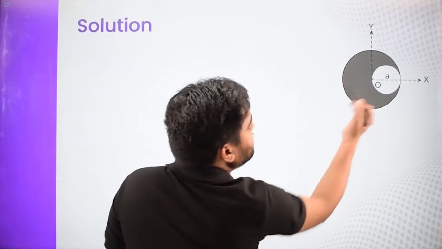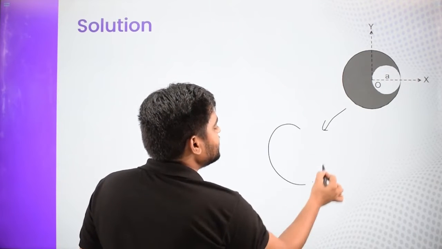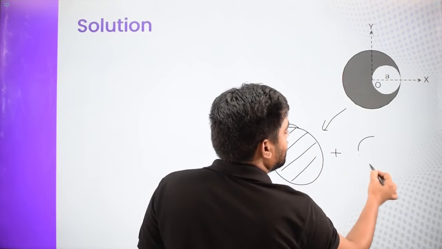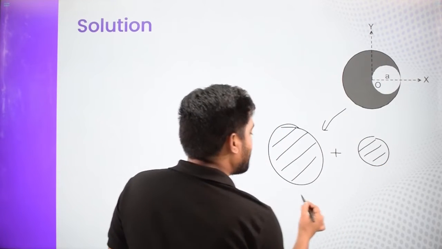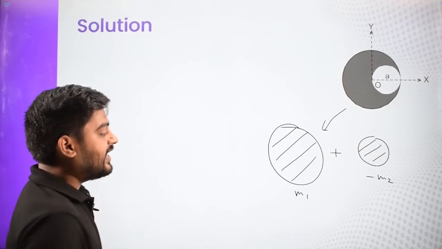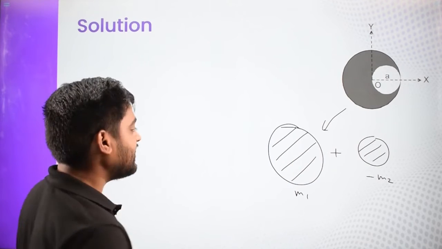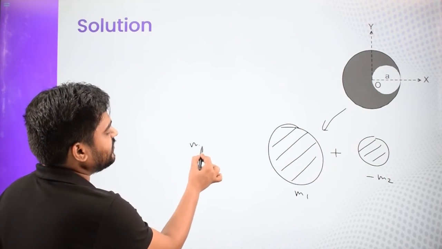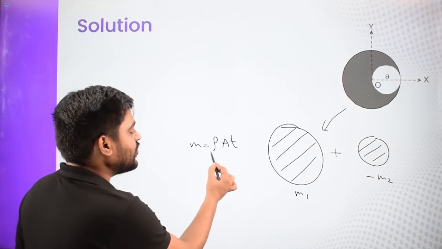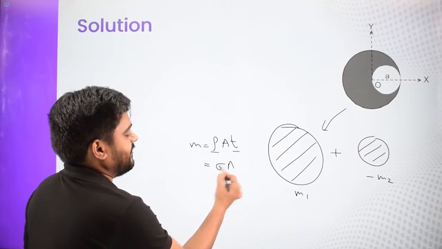First, I am treating it as 2 different objects. One is this, which can be treated as one full disc, plus this small disc, where the mass of this is M1 and the mass of this is negative M2. So now let us write the mass. The formula for mass is density into volume, and volume is area into thickness. So let us say rho and T together, I am considering it as sigma. It is sigma into A. So this is the mass.